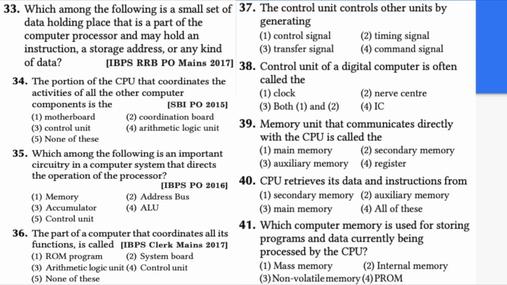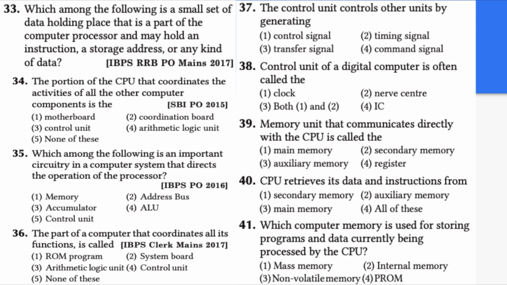Now, on to question 34. The portion of the CPU that coordinates the activities of all the other computer components is the. Here the correct answer is 3. Control unit. The control unit of the CPU coordinates the activities of all other components, directing the flow of data and instructions.